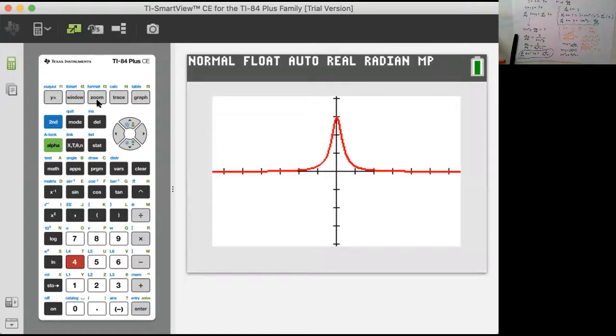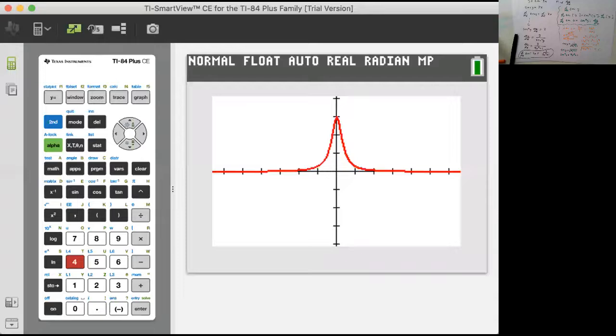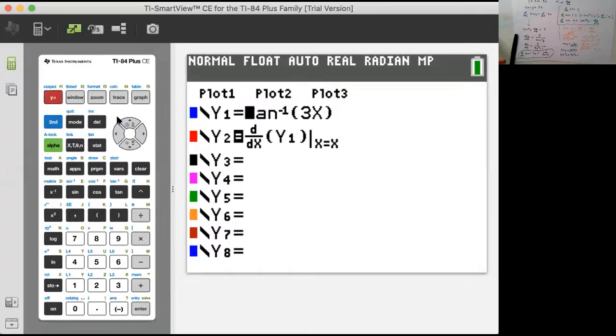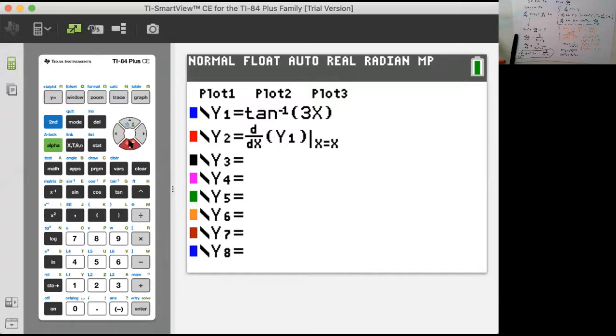Now I believe that that should be the same as 3 over 9x squared plus 1. Let's see if that's the case. So I come back here. We will now turn off the derivative of inverse tangent 3x. And let's see if it is the same as 3 over 9x squared plus 1. 3 over parentheses 9x squared plus 1.